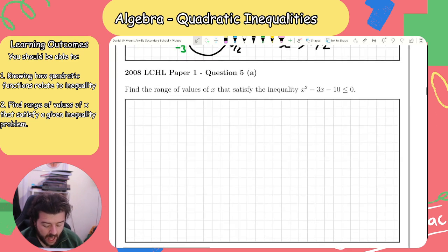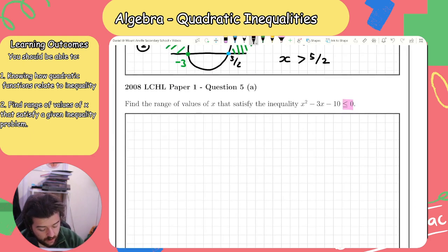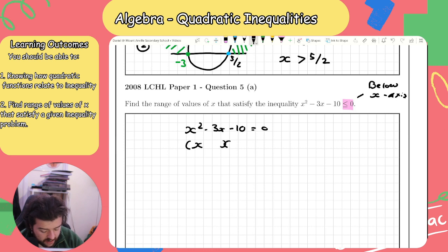Here's another one. This is from the 2008 paper, Leaving Cert higher level, paper 1, question 5. Find the range of values of x that satisfy the inequality x squared minus 3x minus 10 is less than or equal to 0. So that means I'm looking for the values that are below the x-axis. So x squared minus 3x minus 10 equals 0. Factorize and solve for the roots.